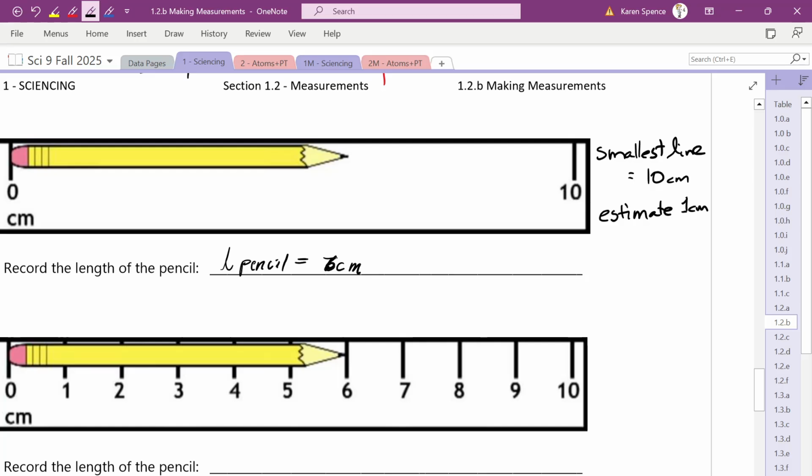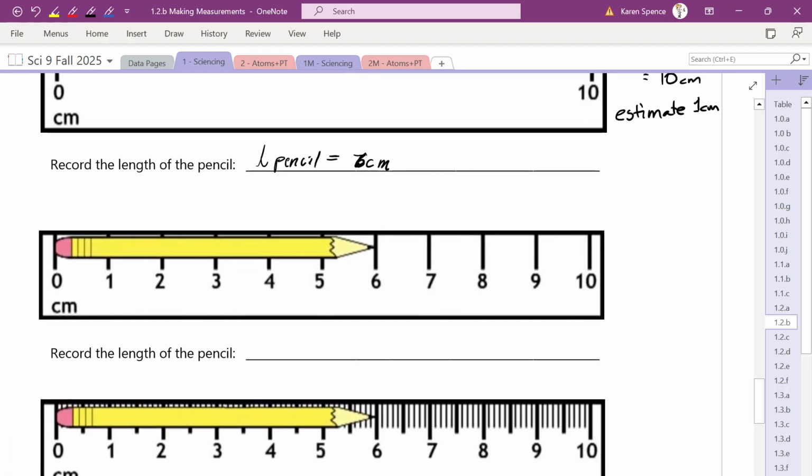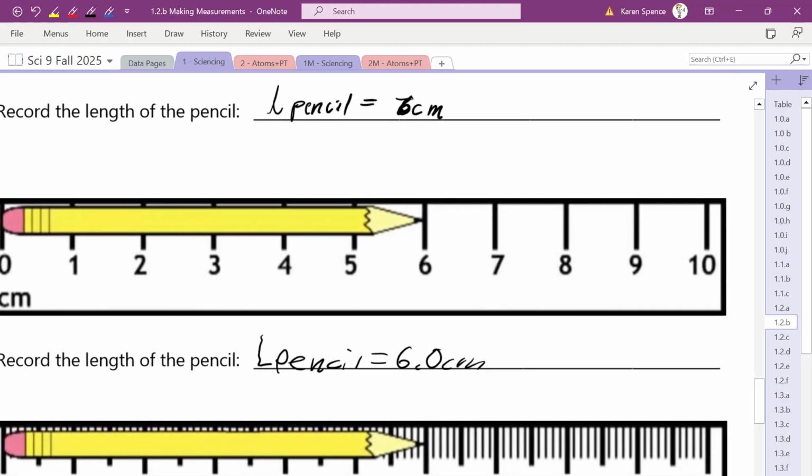Would anyone like to come and write the second one? Yes, sir. Okay, you can come around. Awesome, thank you. What do you guys think about that? Length of pencil equals 6.0 centimeters.